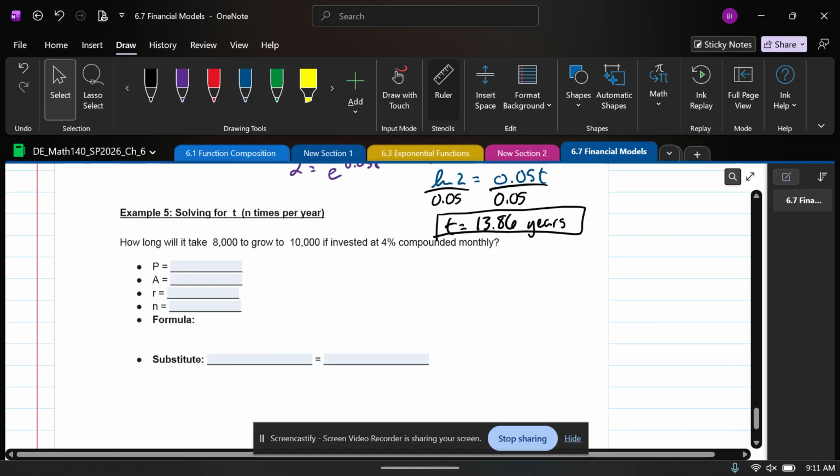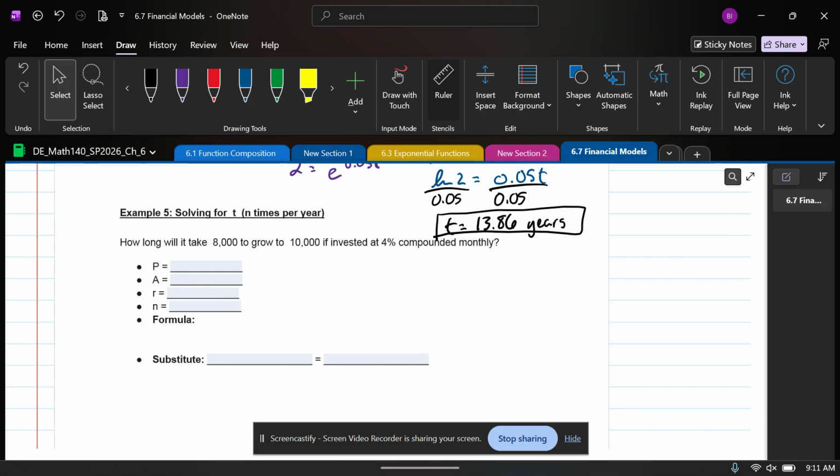All right, so let's look at this problem. We want, how long will it take $8,000 to grow to $10,000 if we're investing it at 4% compounded monthly? Okay, so on this problem, I know that because it says compounded monthly, I'm using this formula. So I need the principal investment, I need the account worth, I need the interest rate, and the n. I'm looking for how long it is going to take to get to $10,000.